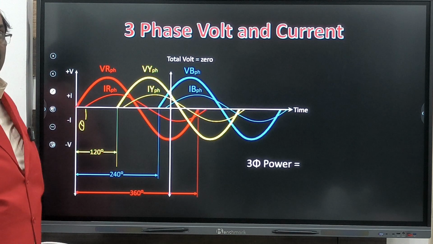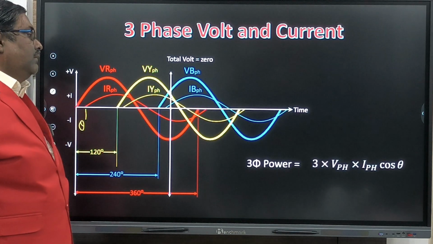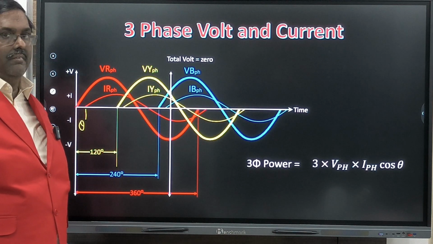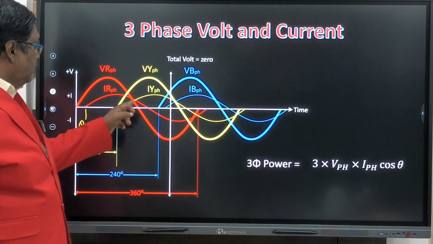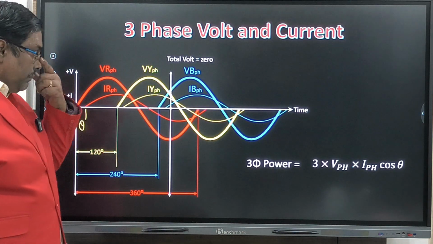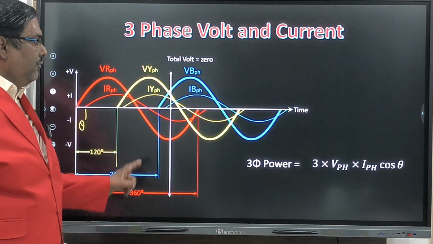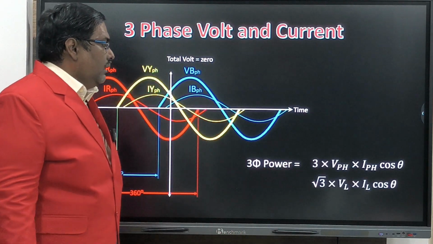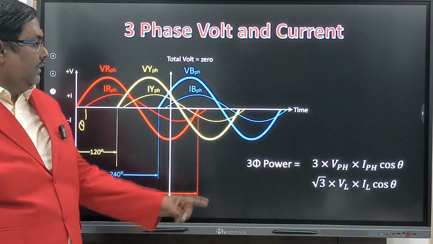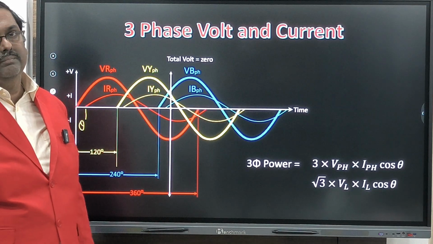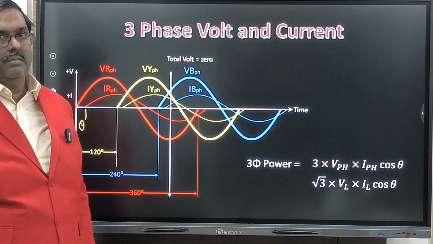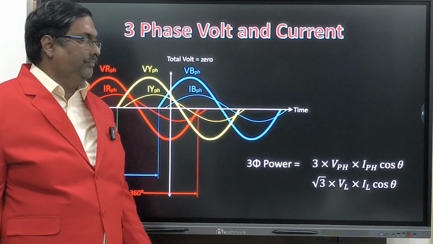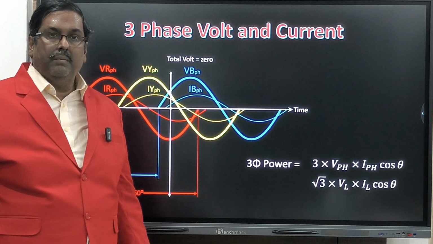Okay. 3 phase power, what is the formula? 3 into phase voltage into phase current into cos phi. Cos phi is important because, as I told you, that is the energy efficiency power factor. If you know the phase voltage and phase current, that is the formula. Or if you have the line voltage and line current, you have to multiply by root 3. And cos theta is a must for 3 phase or single phase. For AC, cos theta is a must. This is the 3 phase power formula.